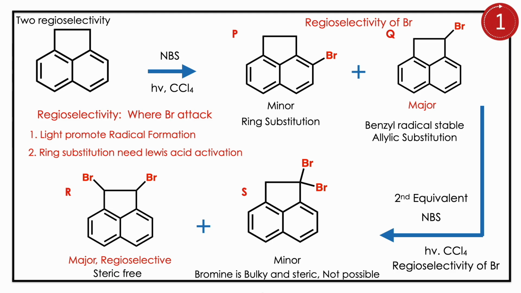Then the second NBS, where will it attack? It can attack vicinal or geminal. Vicinal means the nearby carbon, geminal means the same carbon. Here, bromine is the bulkier one. Same carbon attack is not possible, so it attacks the nearby carbon. So vicinal bromine is formed. It is the major product. The concept we outline here is, first, regioselectivity promoted by the reagent, second, regioselectivity promoted by the steric effect. So two regioselectivities.